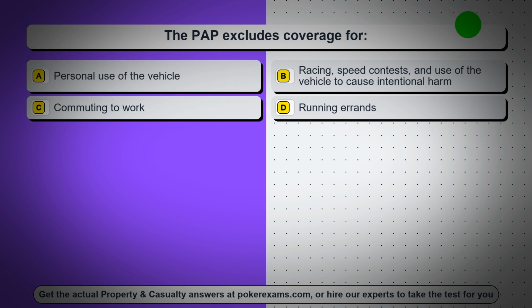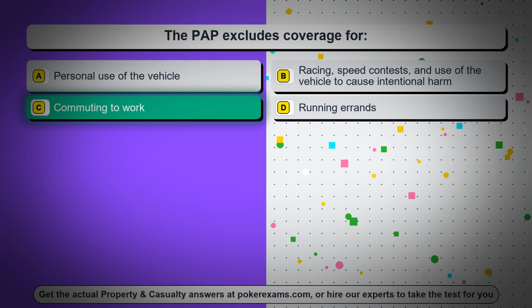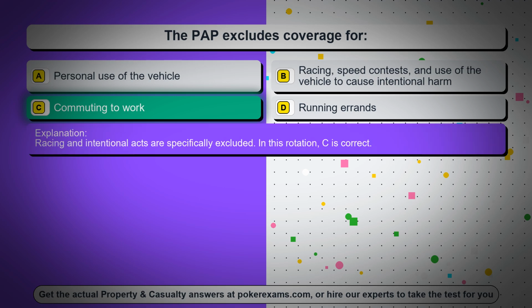Question 69. The PAP excludes coverage for: Option A, personal use of the vehicle. Option B, racing, speed contests, and use of the vehicle to cause intentional harm. Option C, commuting to work. Option D, running errands. The correct answer is option C, commuting to work. Racing and intentional acts are specifically excluded. In this rotation, C is correct.